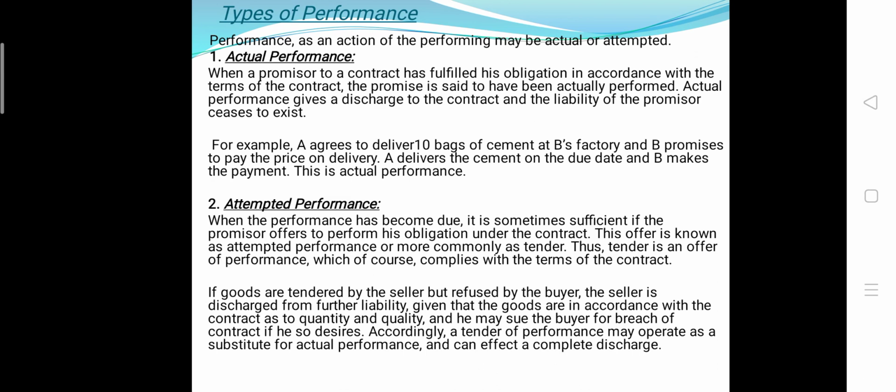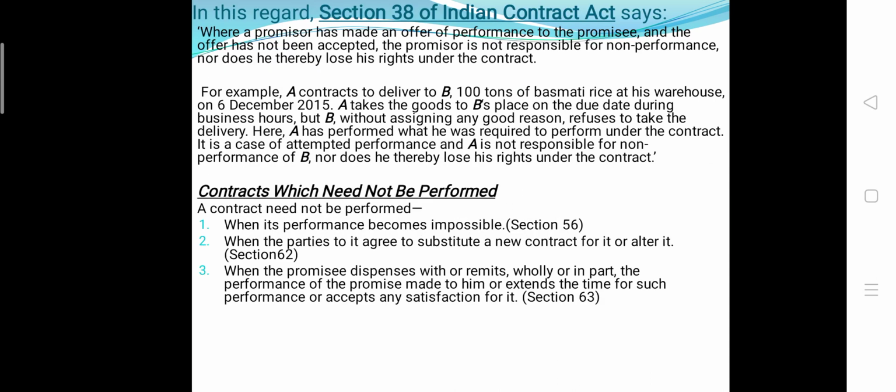If goods are tendered by the seller but refused by the buyer, the seller is discharged from further liability, given that the goods are in accordance with the contract as to quantity and quality, and he may sue the buyer for breach of contract if he so desires. Accordingly, a tender of performance may operate as a substitute for actual performance and can effect a complete discharge.